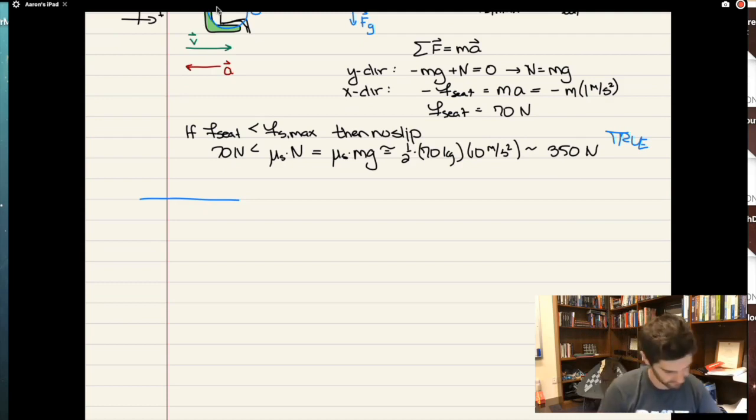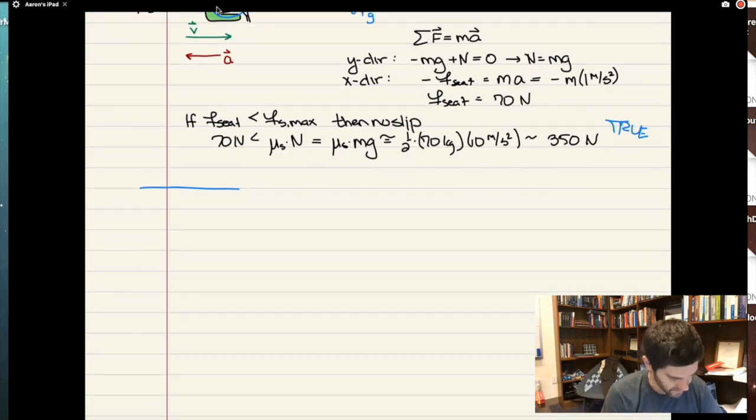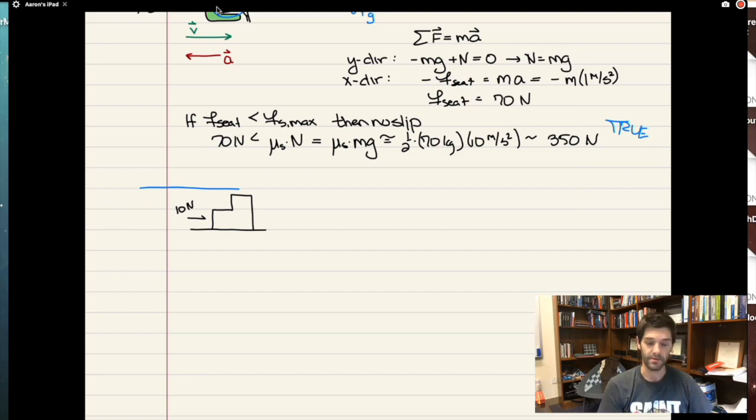Let's do a few examples. The problems with Newton's third law can get really interesting, but also they become way more complex. Let's suppose you have this weird Tetris-shaped block that has a mass of 4 kilograms, and you press on it with a horizontal force of 10 newtons.